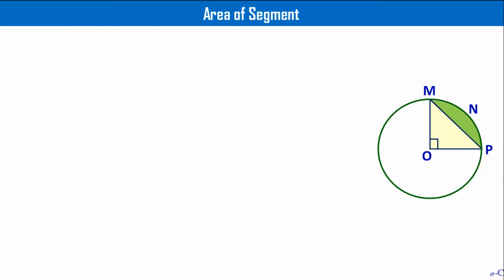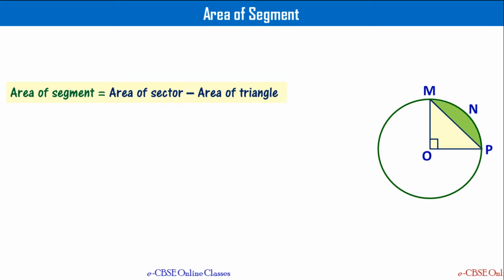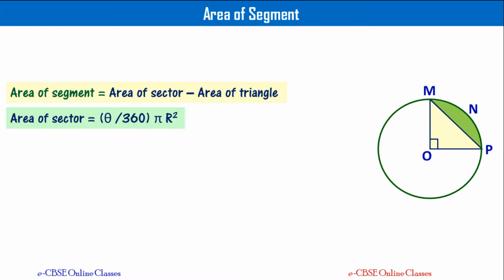Let us consider a special case, that is segment MNP. Here, as you see, the angle made is 90 degrees. And we know that area of segment is equal to area of sector minus area of triangle. And area of sector is theta divided by 360 degrees times pi r square. And theta, we know it is 90 degrees.